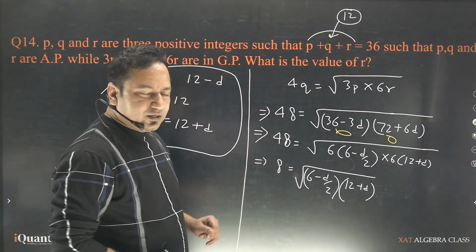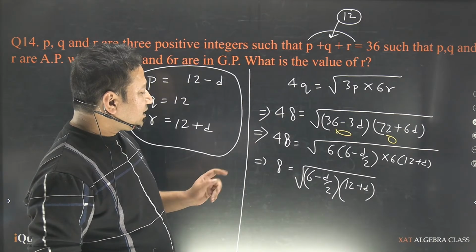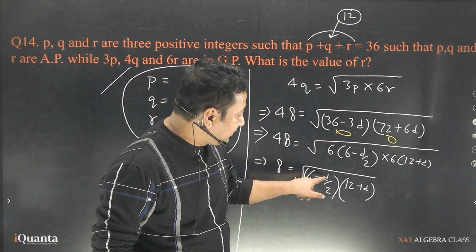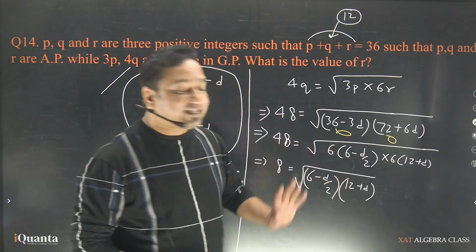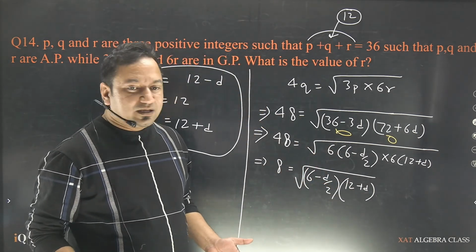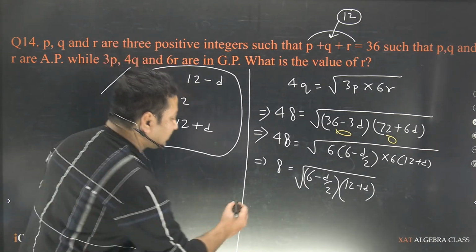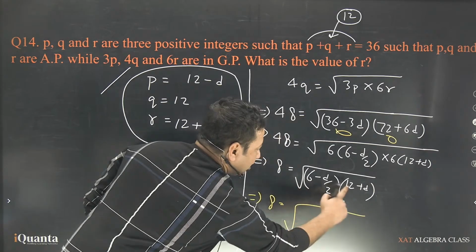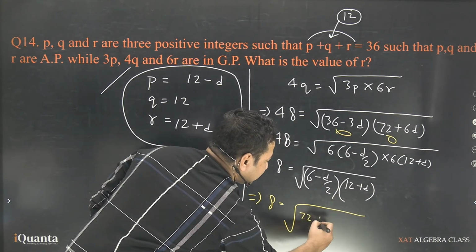Point number 1. Point number 2, if I took 6 common and I'm left with 12 here, this d by 2 when multiplied by 12 will give me 6. And that is how I can cancel out a few things. See, 8 is equal to, if I multiply them, what do I get? 12 times 6 is 72 plus 6d.